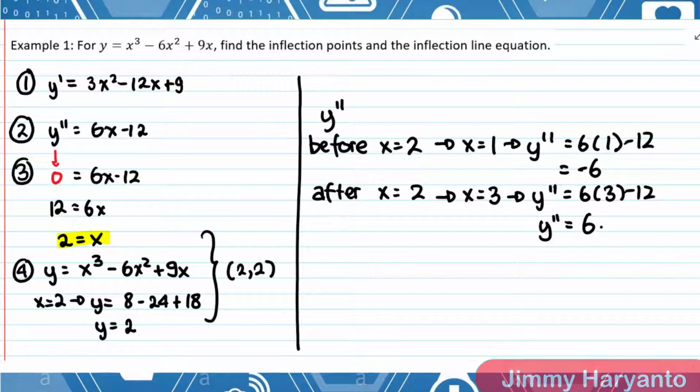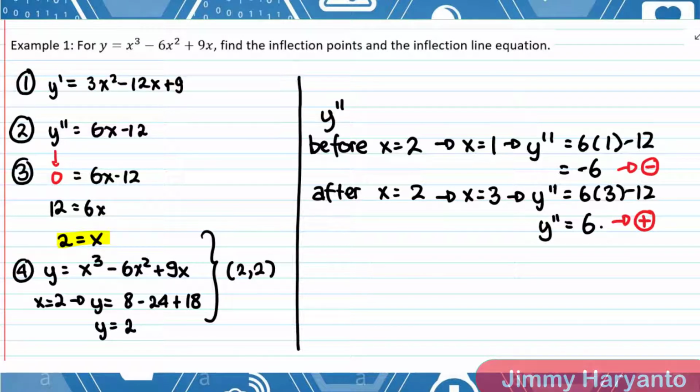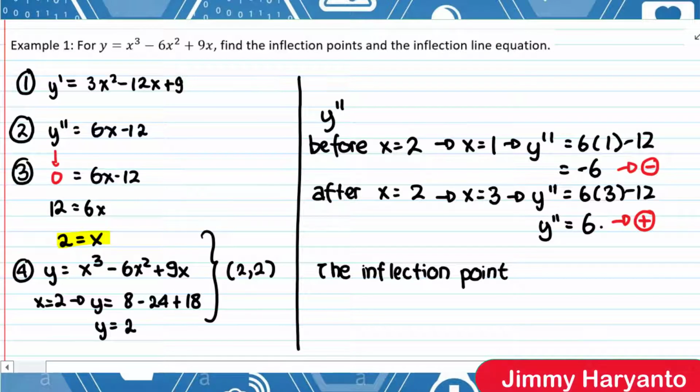So before x equals 2, the sign is negative, and after x equals 2, the sign is positive. So there is a change of the sign. Because the sign is changed, that means this point is an inflection point. So the inflection point is (2, 2).